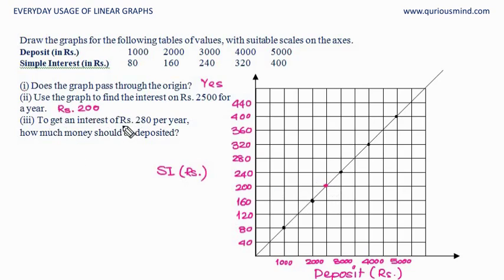To gain an interest of rupees 280, how much money should be deposited? So we'll travel here on 280. We'll travel horizontally and see where we touch the point. We touch it here and we see that the deposit was 3500 rupees. So if we put a deposit of rupees 3500, we'll get interest of 280.